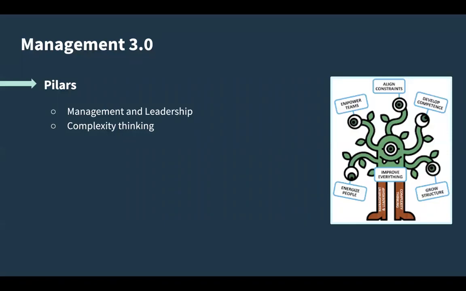So organizations are considered complex adaptive systems, and they consist of parts, people, that form a system, the organization itself, which shows complex behavior while it keeps adapting to the environment.